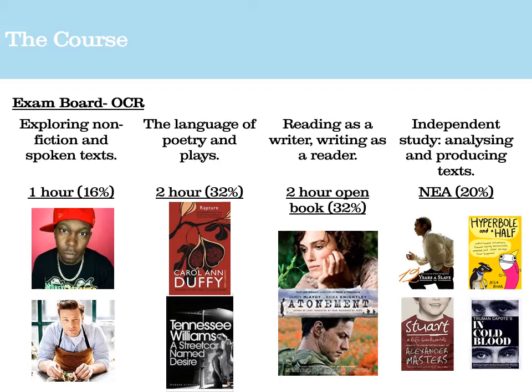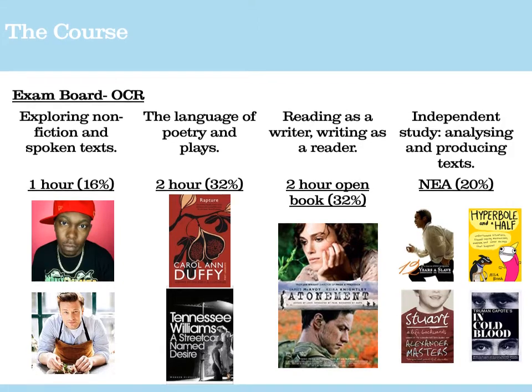There are 4 different components to the OCR course. The first is exploring non-fiction and spoken text, which is an hour exam and it's worth 16% of your overall A-level. The second unit is the language of poetry and plays, and that's a 2-hour exam, that's worth 32%. Reading as a writer and writing as a reader is a 2-hour open book exam, and that's worth 32%. And you do an NEA, that stands for non-exam assessment, and that's an independent study analysing and producing texts and producing something creative from that, and that's worth 20% of your overall A-level.